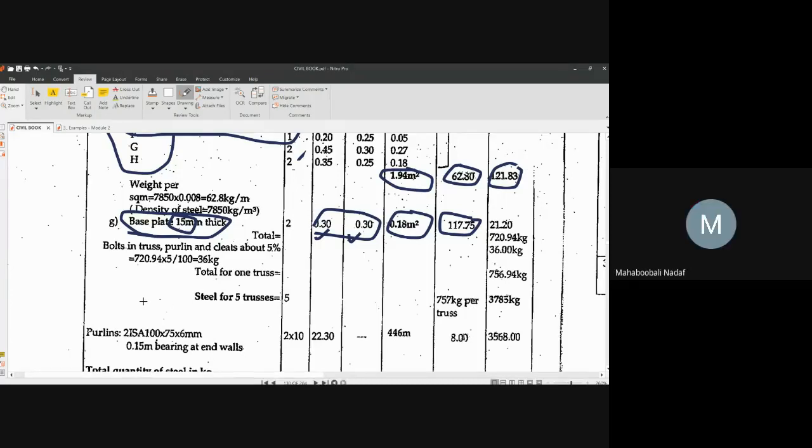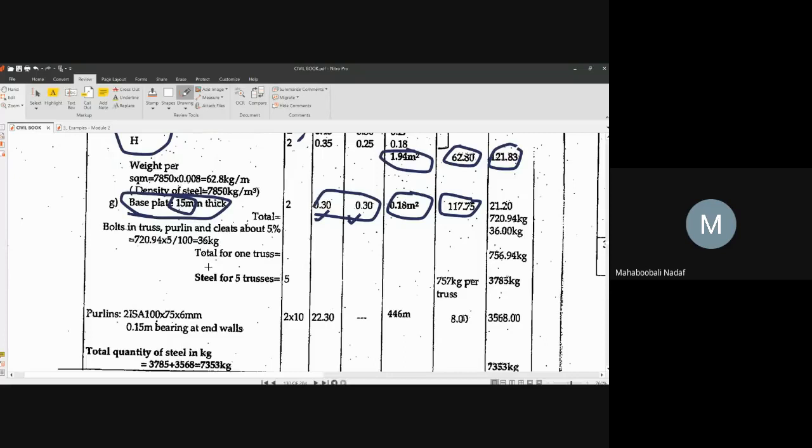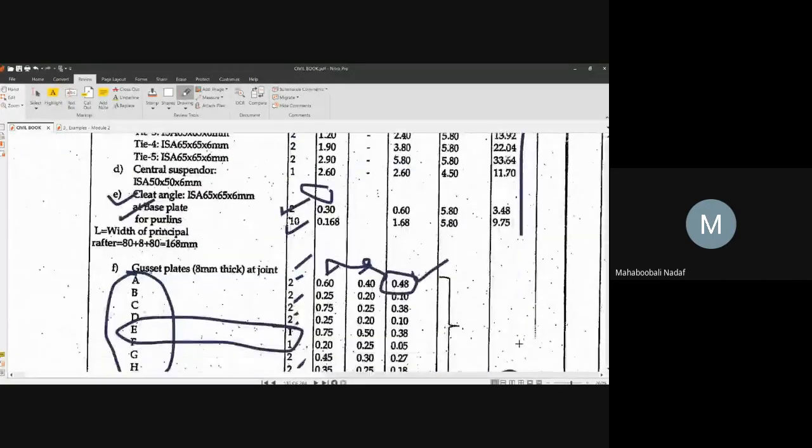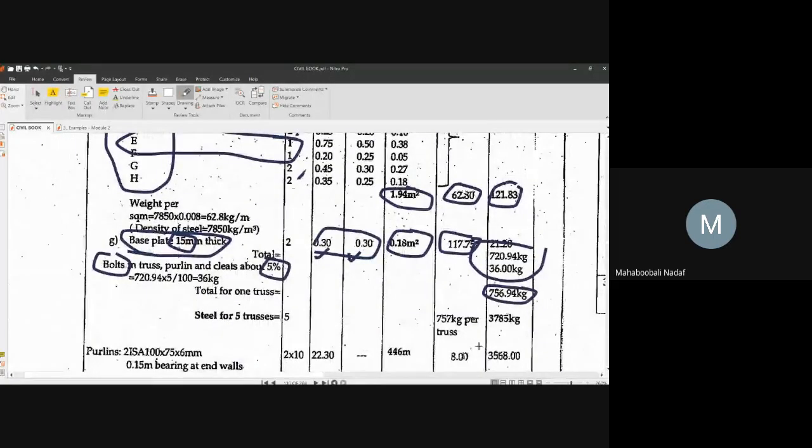Now next, for these bolts, nuts, truss, there is no calculation. What they do is, the total weight that has come from top to bottom, for that 5% gross is taken as the nuts and bolts. So that will come out to be 756 kg for one truss, when you add all these things.